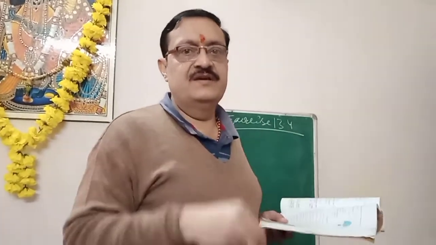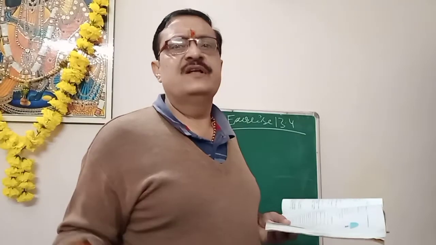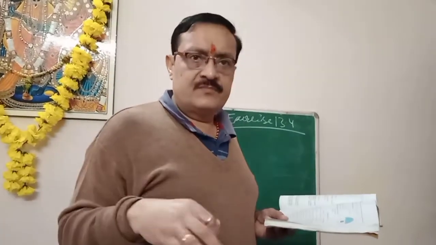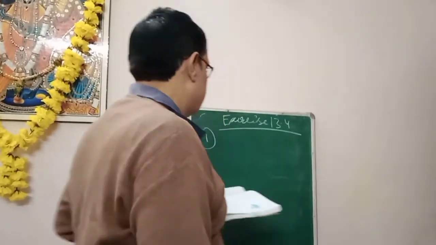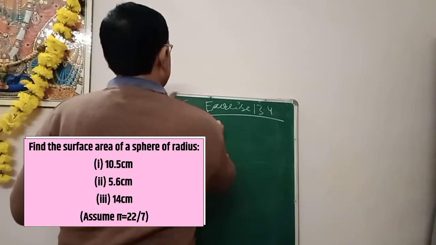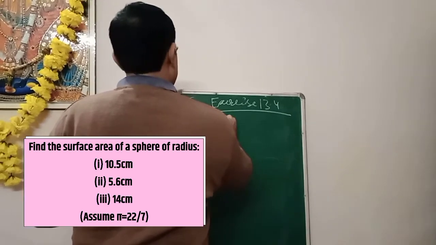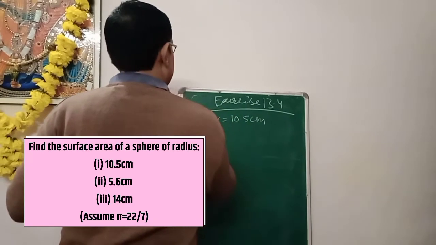If diameter is given, radius is to be found out. Then in all the calculations that we will be doing, we should do it very carefully so that we do not make mistakes, because here all the problems will be solved in a very easy way, but the calculation part we need to take care of. The first question, find the surface area of sphere of radius. Here in the first part, radius is given as 10.5 cm, and we need to find out the surface area.